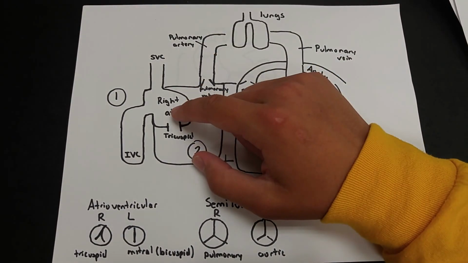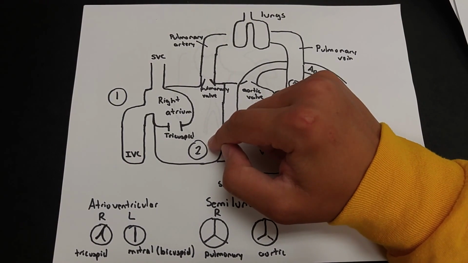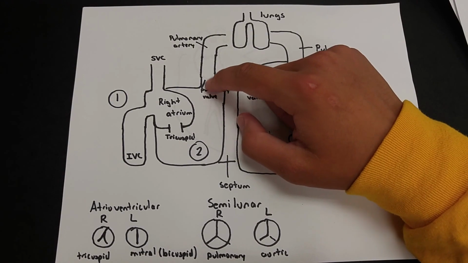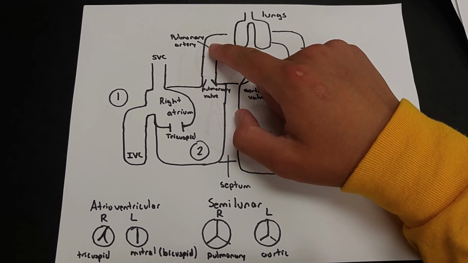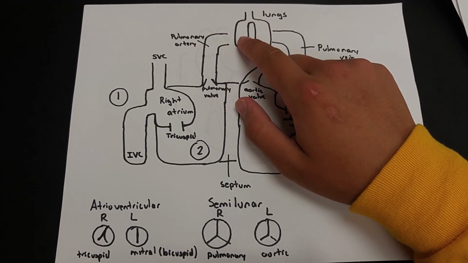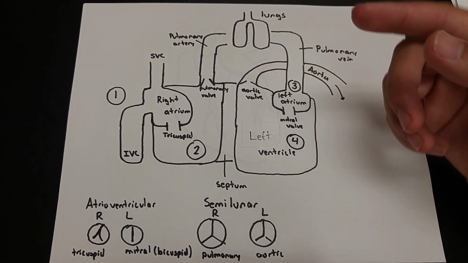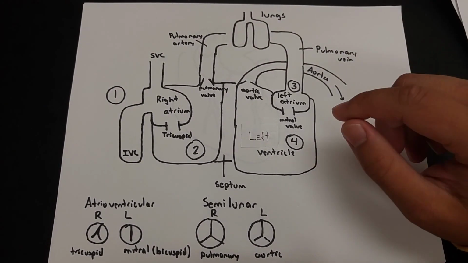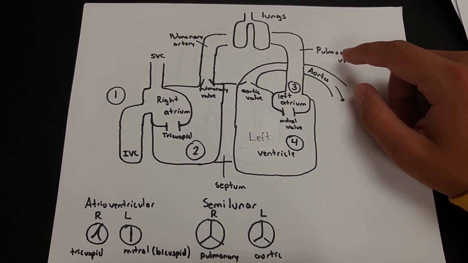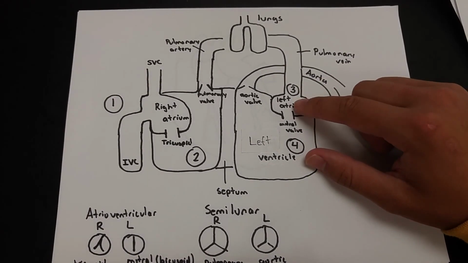When the atria contract, the blood goes through the tricuspid valve into the right ventricle. Then when the ventricles contract, the blood goes through the pulmonary valve, through the pulmonary artery, because arteries go away from the heart, and it goes to the lungs where it gets oxygenated. Once it gets oxygenated, it has to go back to the heart because it still needs to get sent to the rest of the body, right? So then it goes through the pulmonary vein, because veins go towards the heart, into the left atrium.